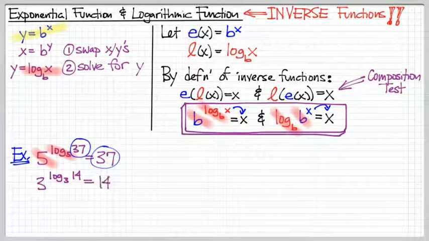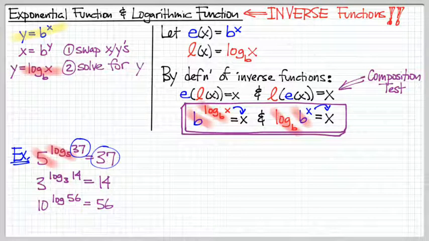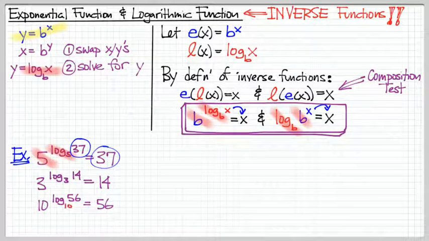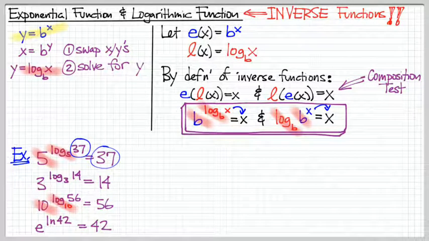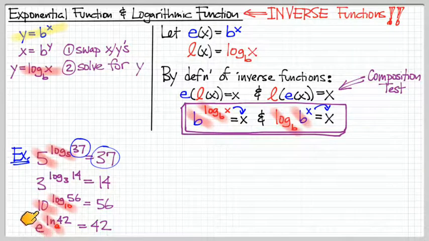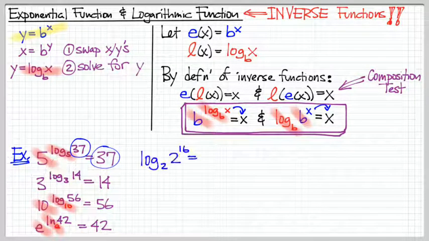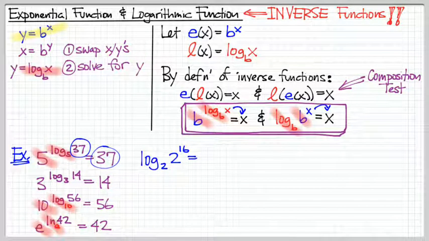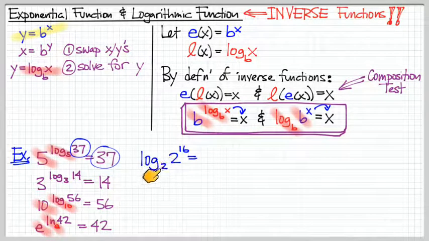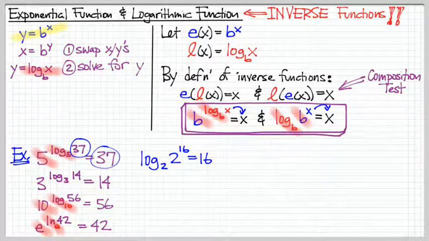This is going to be 14. 10 to the log, and when we don't have anything written here, we can imply that it's a base 10. So these are inverse functions, so 56. We have our natural log, which is base e, so these are also inverse functions. We do need to make sure that the bases are the same here: e and e, 10 and 10, 3 and 3, 5 and 5. Over here, these are opposites, 2 and 2. We have a log and a power, so it's going to be 16.